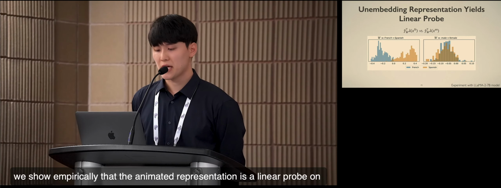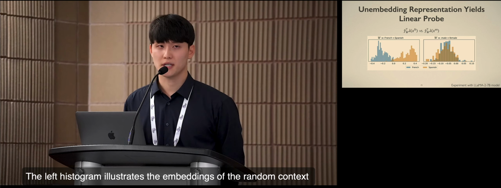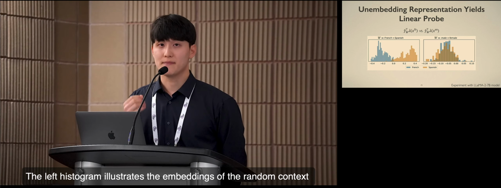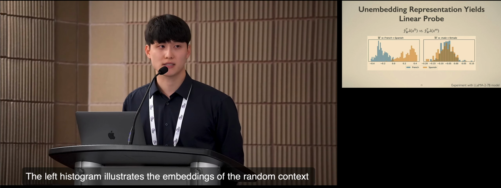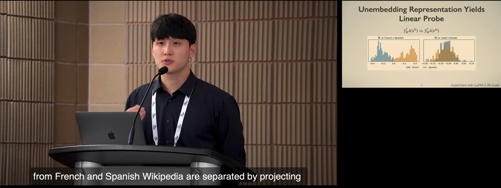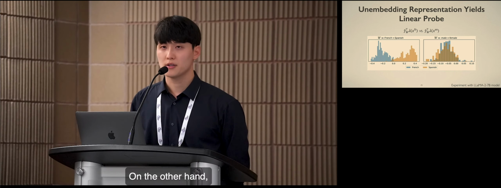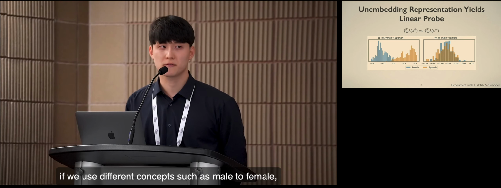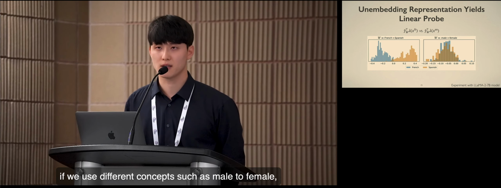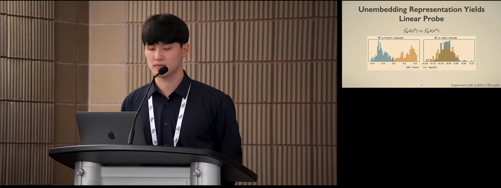Next, we show empirically that the unembedded representation is a linear probe on context. The left histogram illustrates that the embeddings of random contexts from French and Spanish Wikipedia are separated by projecting onto the unembedded representation for the concept French to Spanish. On the other hand, if we use different concepts such as male to female, the unembedded representation does not act as a linear probe.